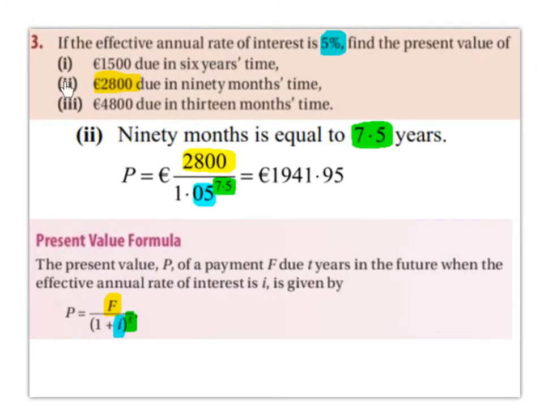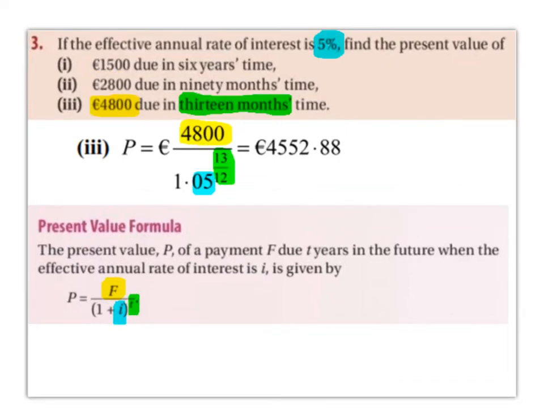Part 2. What is the present value of €2,800 due in 90 months' time? Well, 90 months is equal to 7.5 years, because 90 divided by 12 is 7.5. So again, we use our formula. We swap the F for 2,800, the I for 0.05, and the T for 7.5. And we end up with €1,941.95.